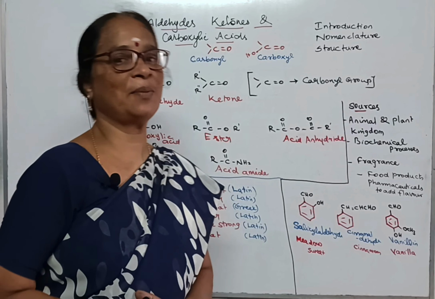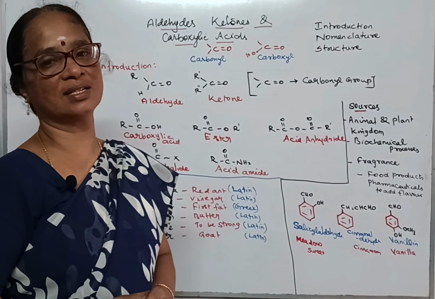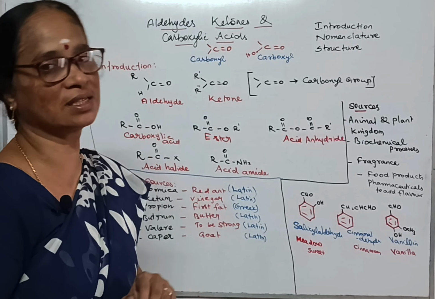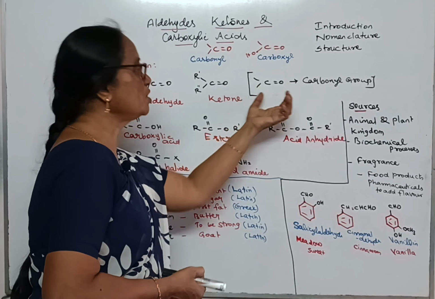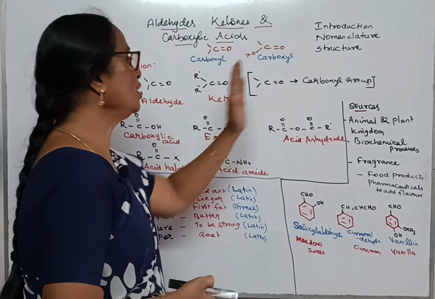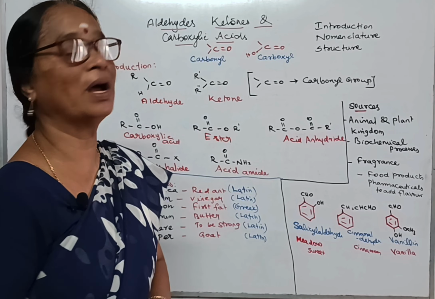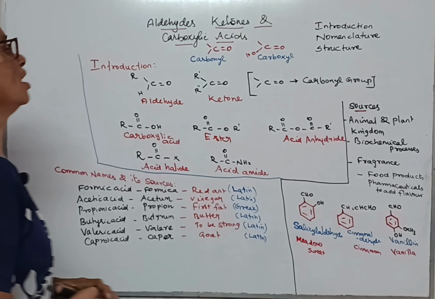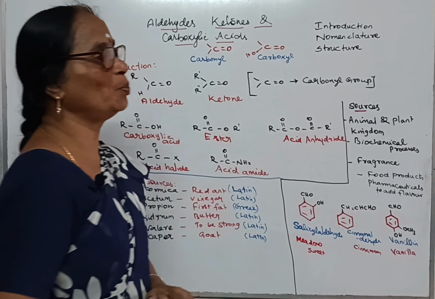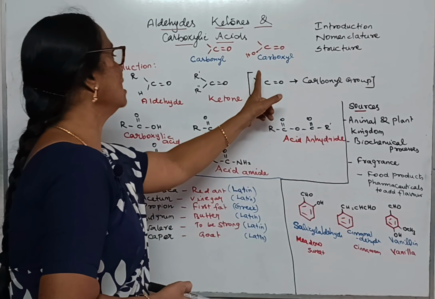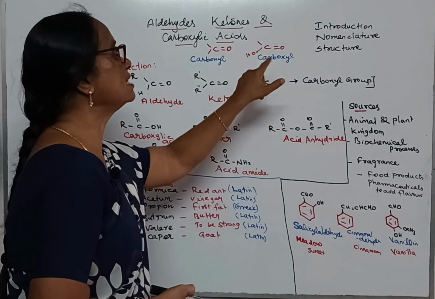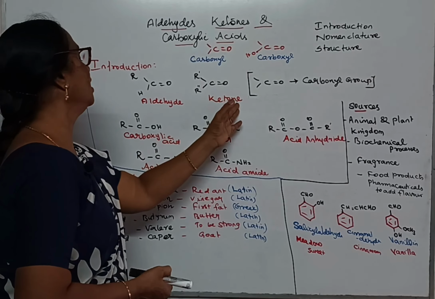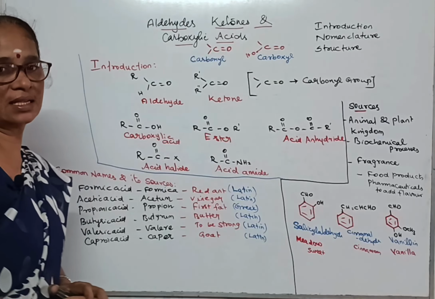In the previous chapter, we discussed alcohols, where the functional group OH is bonded to carbon through a single bond. Here we are going to learn about the carbon to which an oxygen atom is doubly bonded. Depending on how the other two valencies of this carbonyl carbon are satisfied, it may be called an aldehyde, ketone or carboxylic acid.